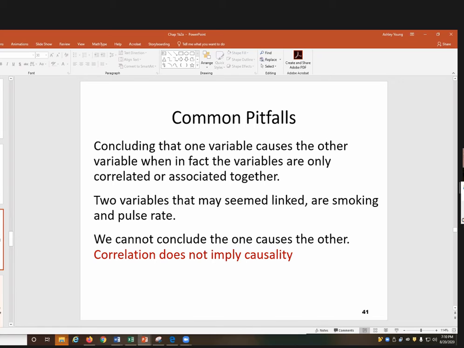It could be that people who have a higher pulse rate are more nervous, and so that drives them to smoking. You don't know which one causes which. And that's the problem. The only way you can do it is if you did an experiment.